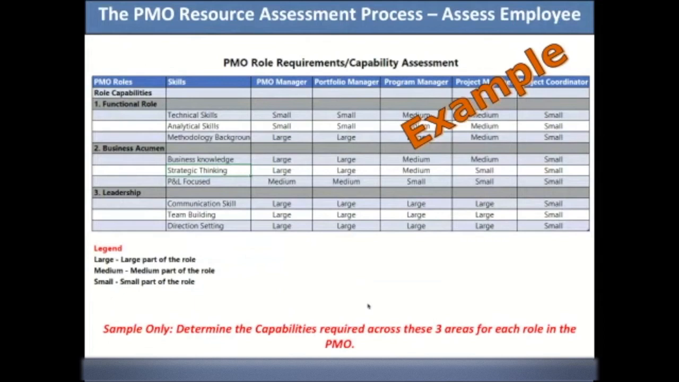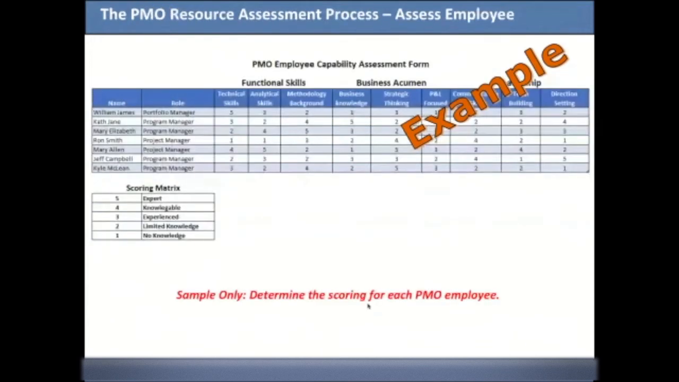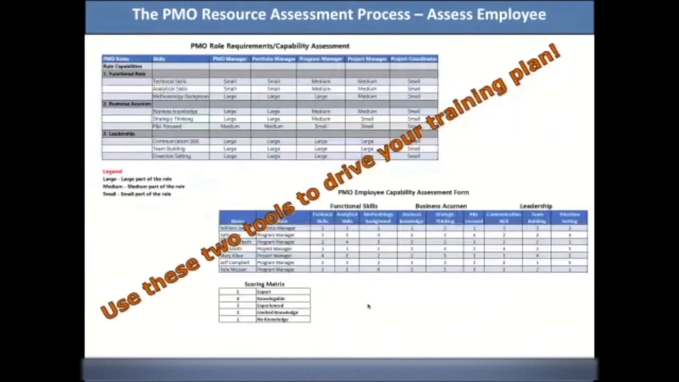So you're going to use this spreadsheet, right? You're going to say, hey, this is a large part of your role and you know nothing about methodology, or business knowledge is a huge part of your role. How do we get you trained in the business? So go back to the role requirement matrix and really understand what the role is. Go back to the employee, and then use the two of them to work that training plan. I've got small technical skills, but we've got large, or whatever the case may be, right?